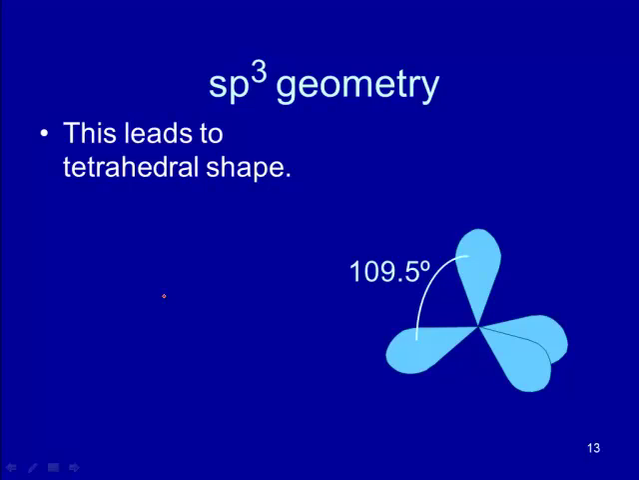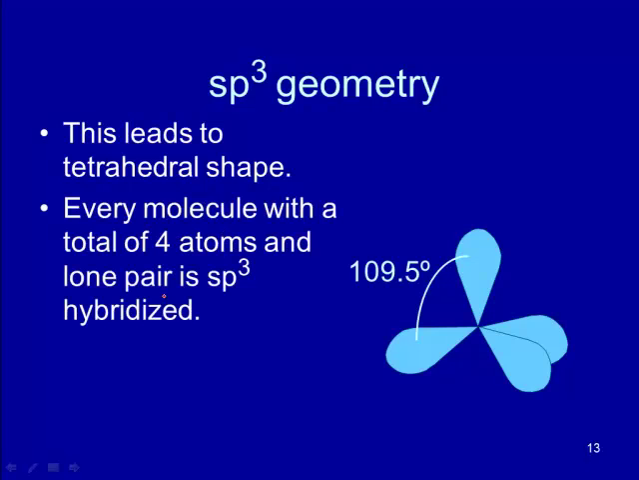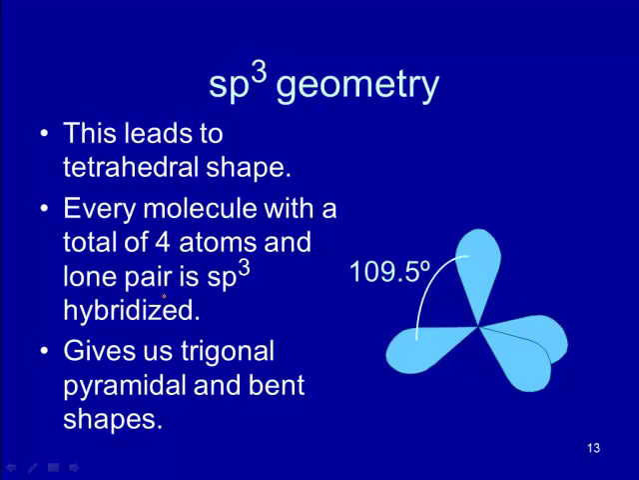And this is very important to the tetrahedral shape: every molecule with a total of 4 atoms and lone pairs is sp3 hybridized, and gives us trigonal pyramidal and bent shapes. This one gives the sp3 geometry.